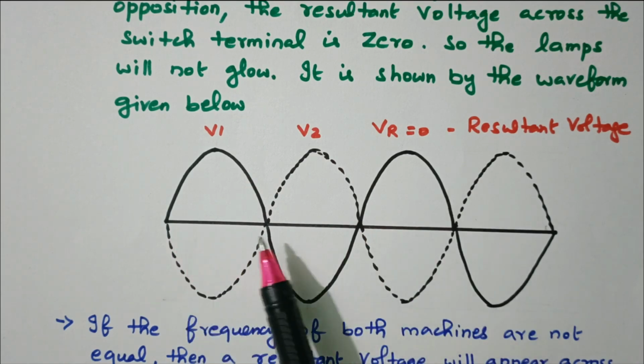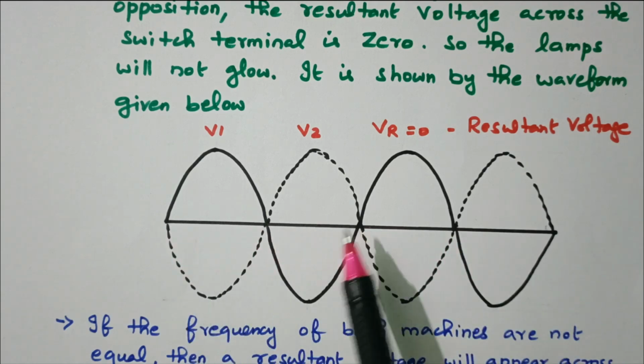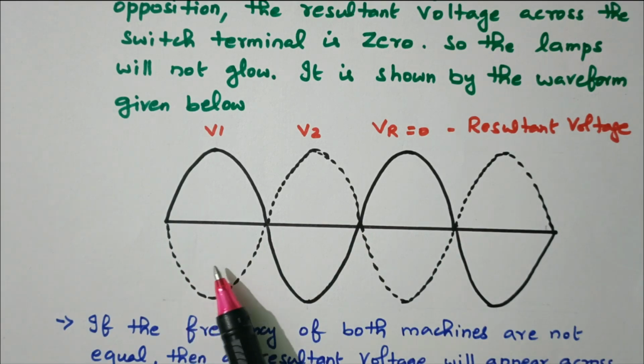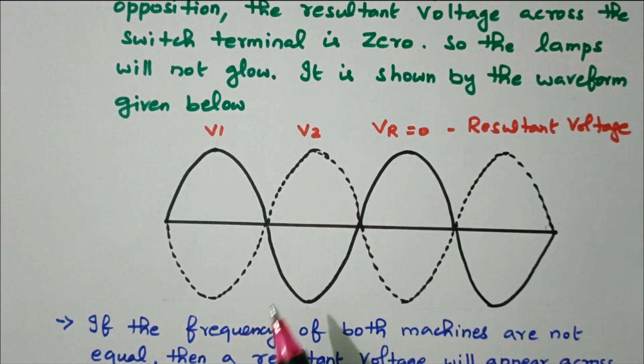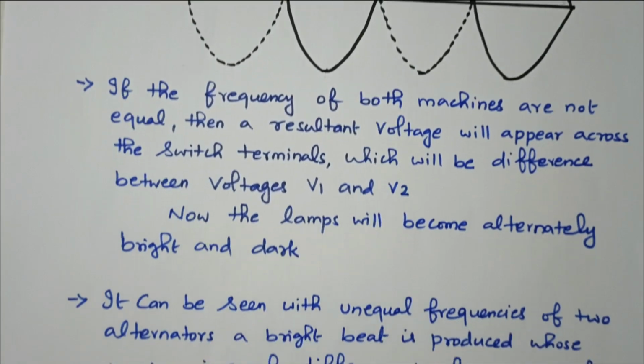Frequency is the same. The frequency of alternator 1 and alternator 2 is the same. This is the time period. Frequency is the same, but the phase is completely opposing. So the resultant is 0. In that case, the lamp will not glow. Now I will go to the next condition.